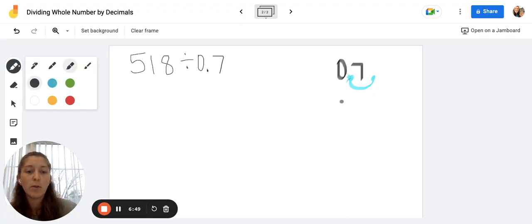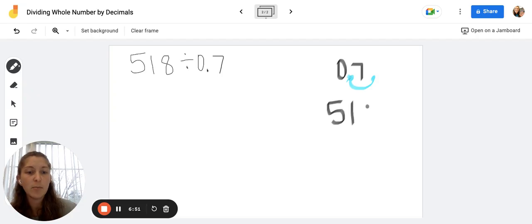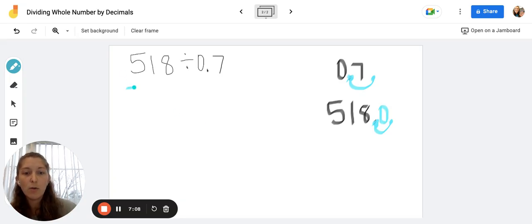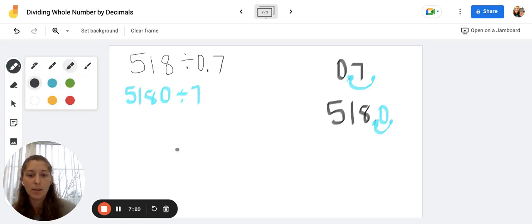I also have to do that with my whole number 518, but again, I don't see a decimal on that number. Well, it's invisible. It's always at the end here. So I can move that decimal point out one time as well. And I have an empty egg carton. I have to fill it with an egg. So now my new problem ends up being 5,180 divided by 7. And now I can set this problem up in box method like we've done in the past and solve it.